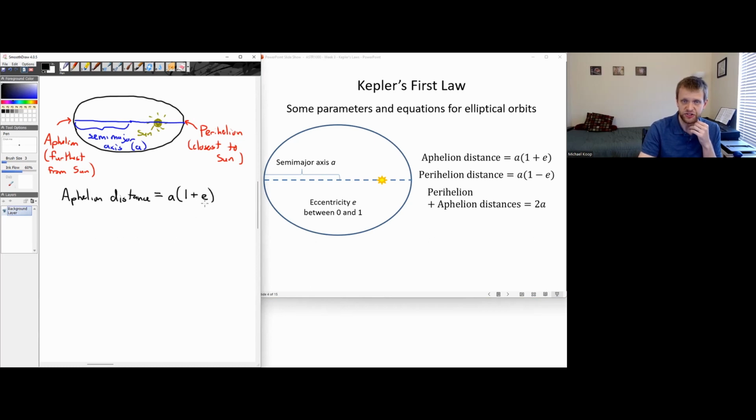Again, this eccentricity goes between 0 and 1. So the more eccentric the orbit is, the further away that aphelion point is. The perihelion distance is the semi-major axis times 1 minus the eccentricity.